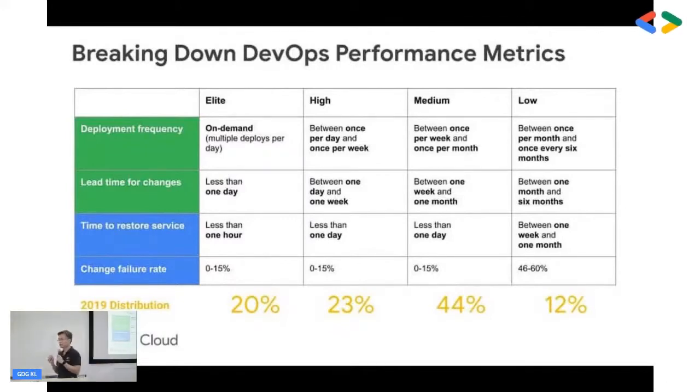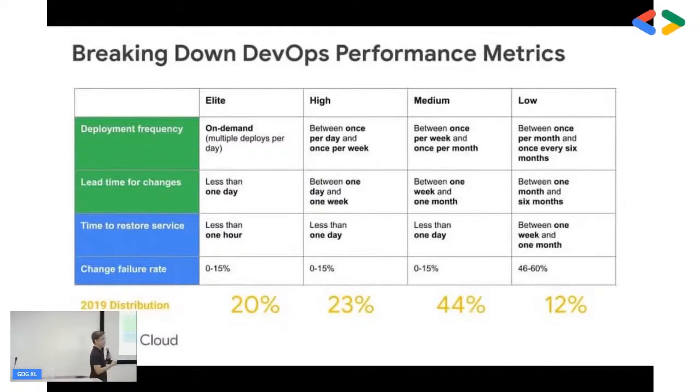There's also time to restore service. Once in a while, our services will fail. There will be issues in production. And they also try to measure how long it takes for you to fix production issues. So if you're able to fix it in less than an hour, then it means that you're a high-performing organization.